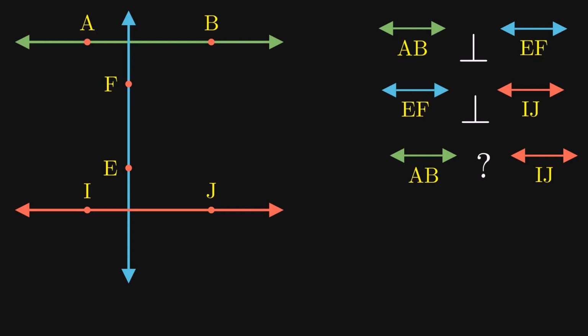Well, if you take a look at lines AB and IJ, you will notice that they appear to be parallel and never intersect. So if you have three lines where the first and the second are perpendicular, the second and the third are also perpendicular, then the first and the third lines are parallel.